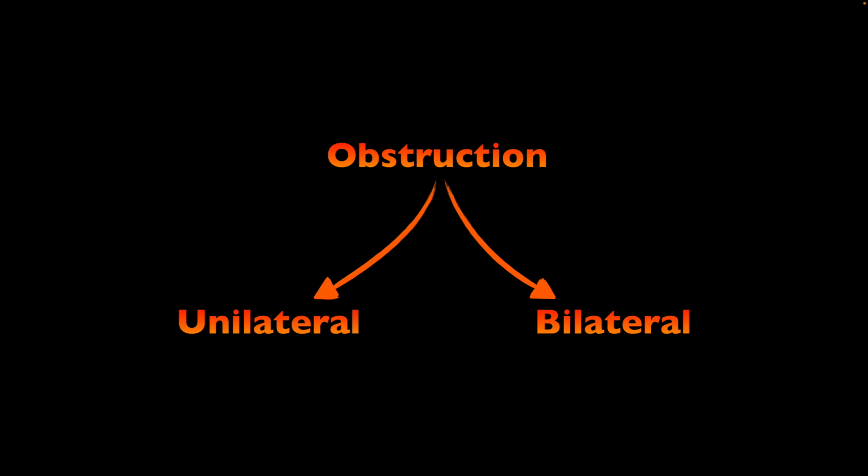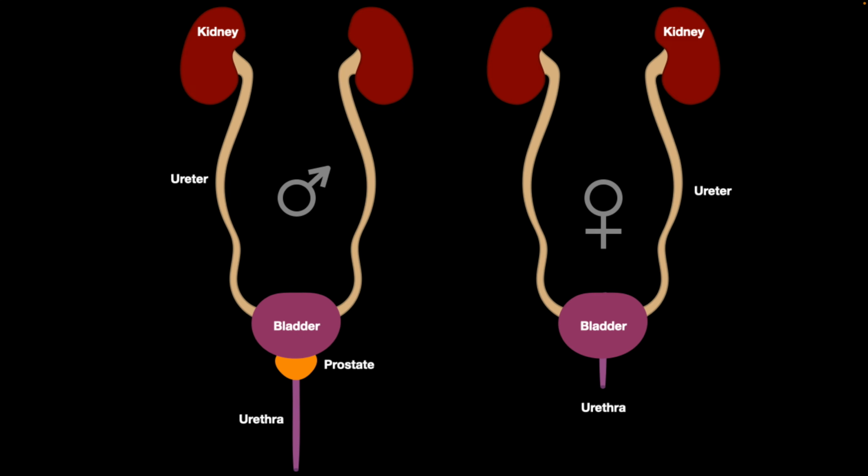Now, when we talk about obstruction, there's two kinds. There's unilateral or there's bilateral obstruction. That is the hydronephrosis. A unilateral obstruction should only be affecting one ureter, whereas a bilateral one is probably going to affect the bladder and everything proximal to that. So if we look at the anatomy here, we have our kidneys, which are connected by the ureters down to the bladder. And pretty much it's the same in male and female, with the exception, obviously, of the prostate, and that the urethra is a little longer in males.